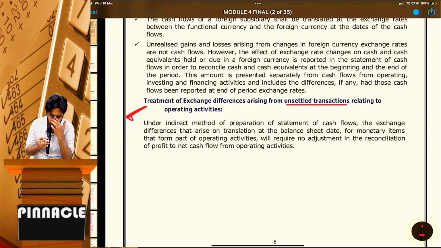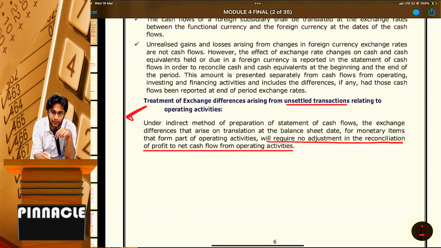One extra point is being told. What is that extra point? Let's see. Under the indirect method of preparation of cash flow statement, exchange differences that arise on translation at the balance sheet date for monetary items that form part of operating activities will require no adjustment in reconciliation of profit to net cash flow from operating activities. You know what he is saying? Don't touch exchange gain or exchange losses relating to operating items.